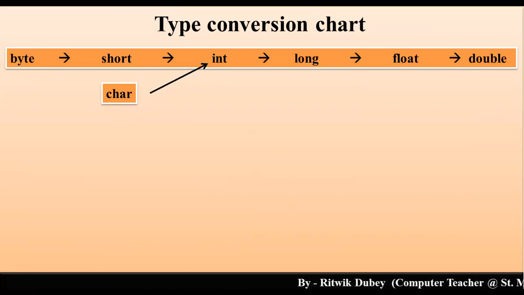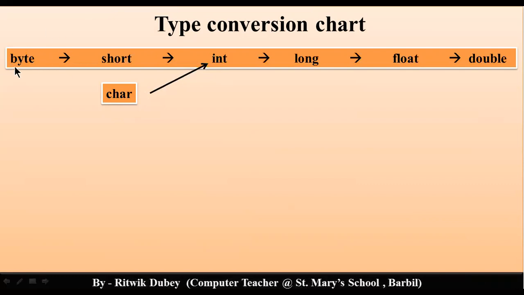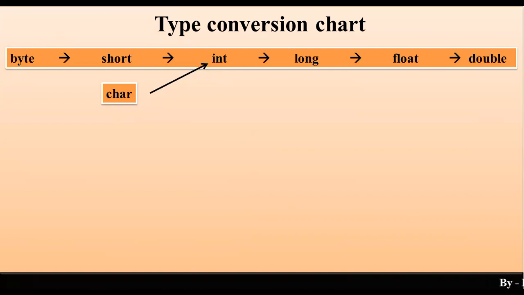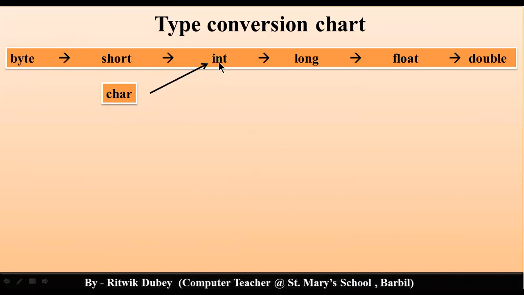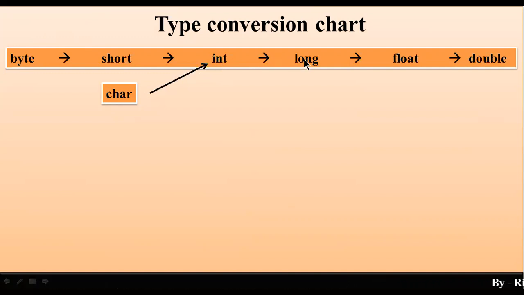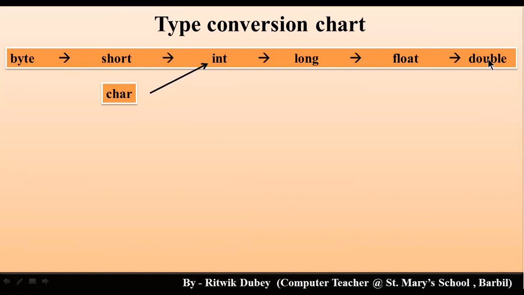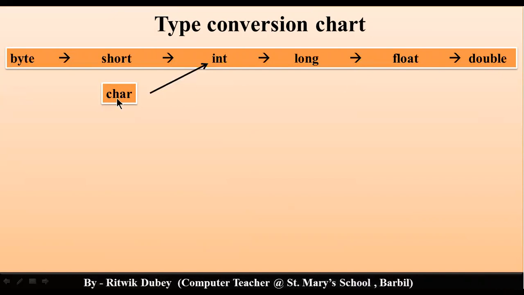Now just try to remember the very first slide. The memory size that has been allotted to the data type byte is 1 byte, and to short data type is 2 bytes. Int, it is 4 bytes. Long, it is 8 bytes. Now float, it is again 4 bytes. Now double, it is again 8 bytes. ठीक है, and char 2 bytes.